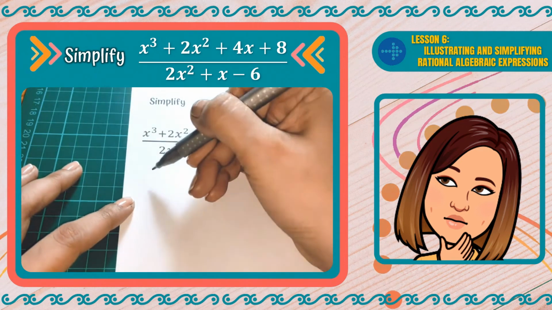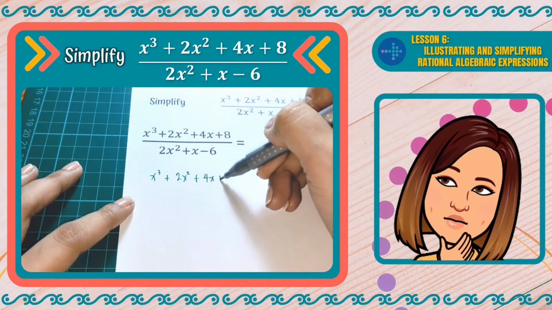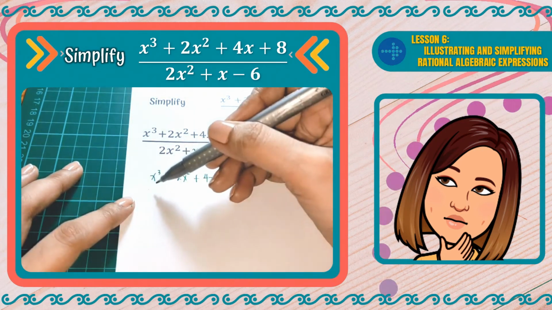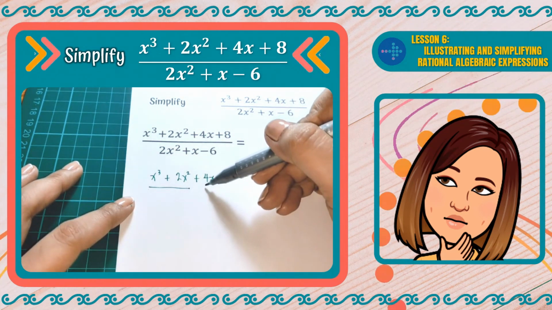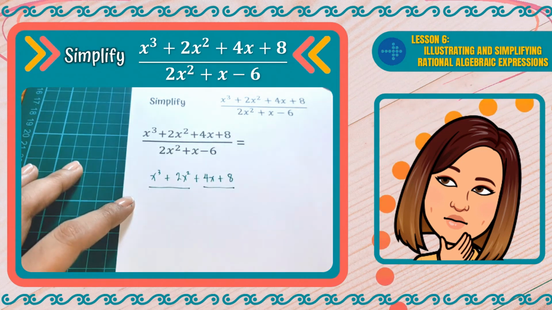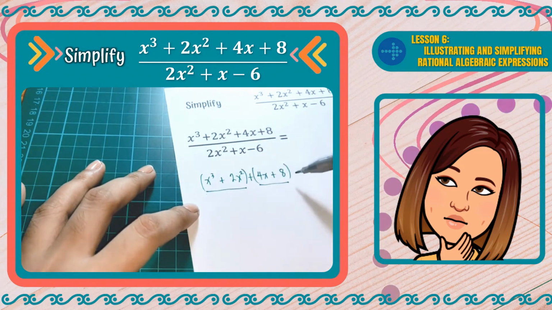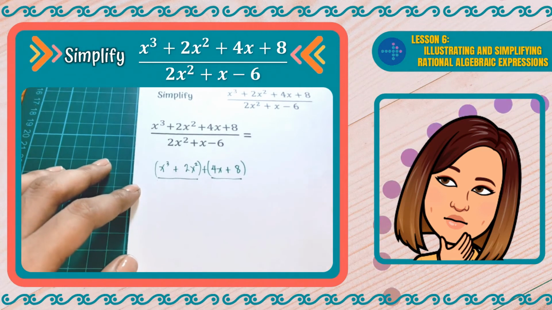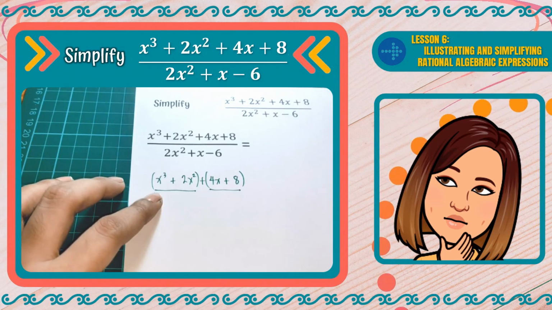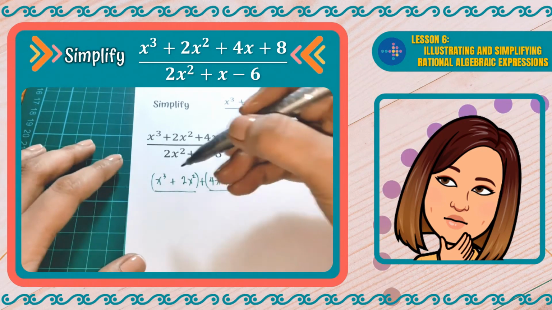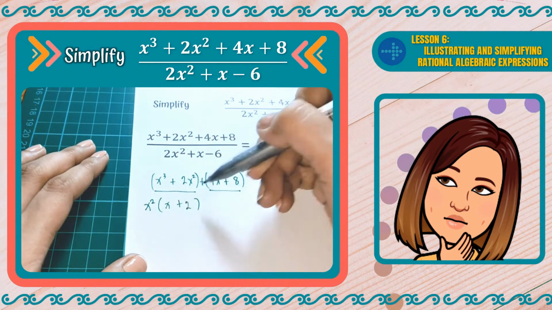So, ang given natin ay x cubed plus 2x squared plus 4x plus 8. So, si first term tsaka si second term, may common factor. Si third term tsaka si fourth term, meron din siyang common factor. So, i-group natin sila. So, we have the first group and the second group. So, sa first group natin, pwede siyang i-factor using greatest common factor. So, ang GCF nila ay x squared. So, ang other factor ay magiging x plus 2.